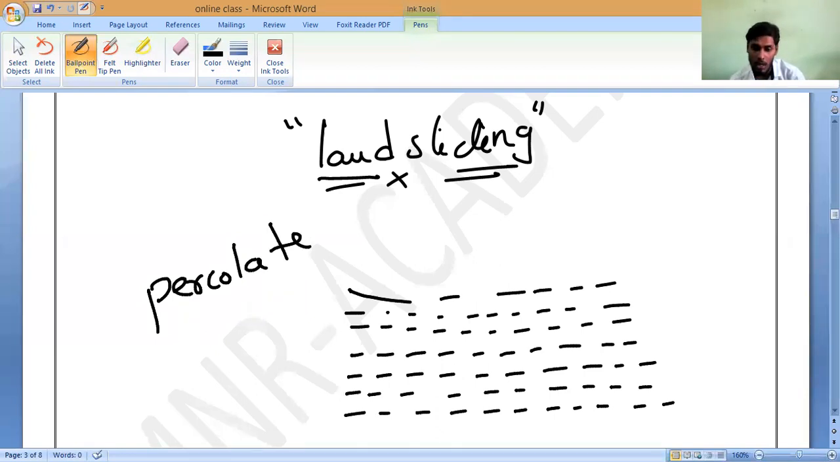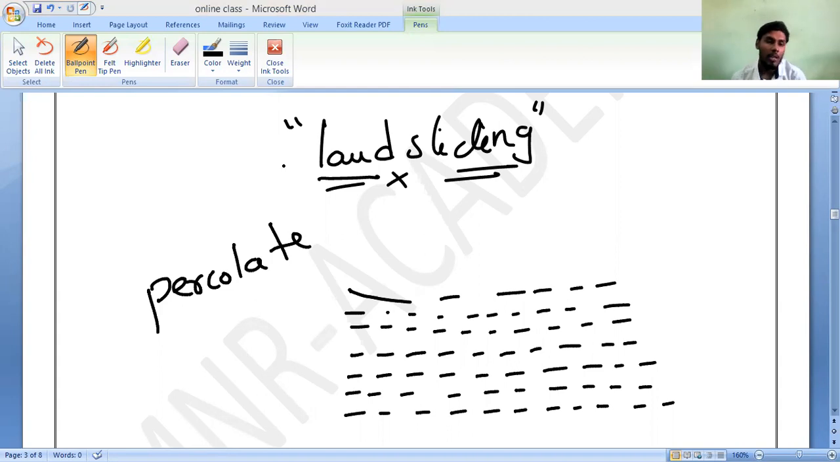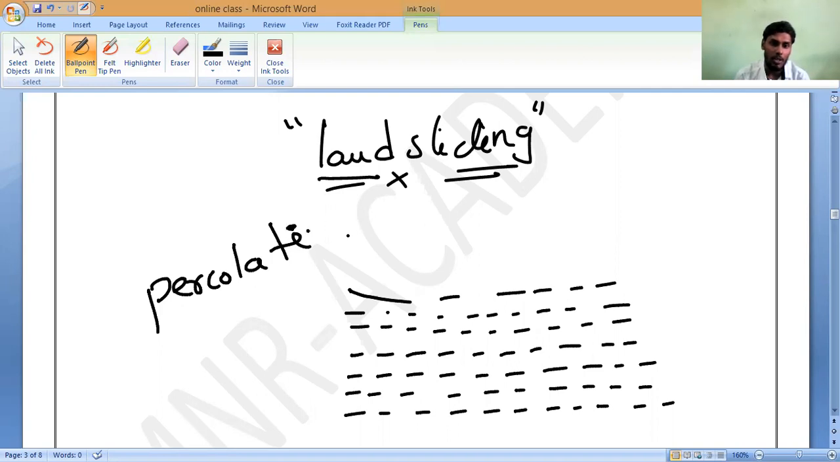Percolation. If you don't know, now I will teach you. Actually, you should have studied it in class 7th. What should we call it? Percolation, percolate. Percolate means absorbing the water. So what is the meaning of percolation?